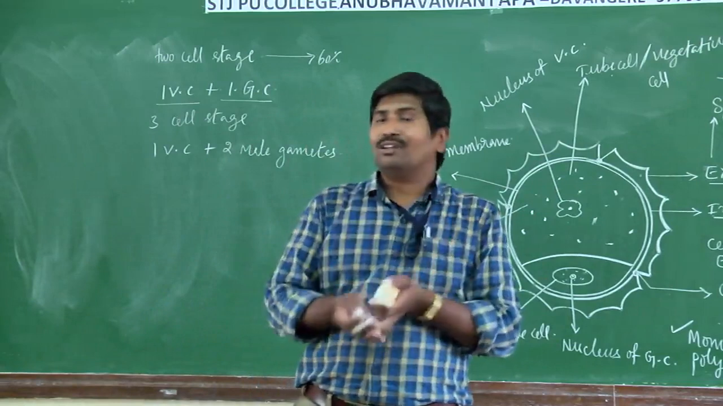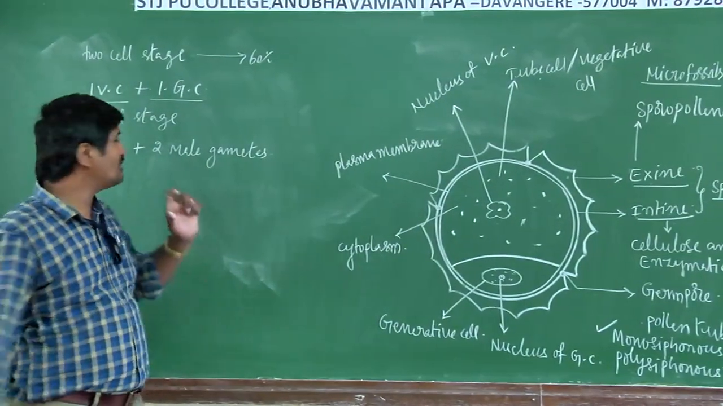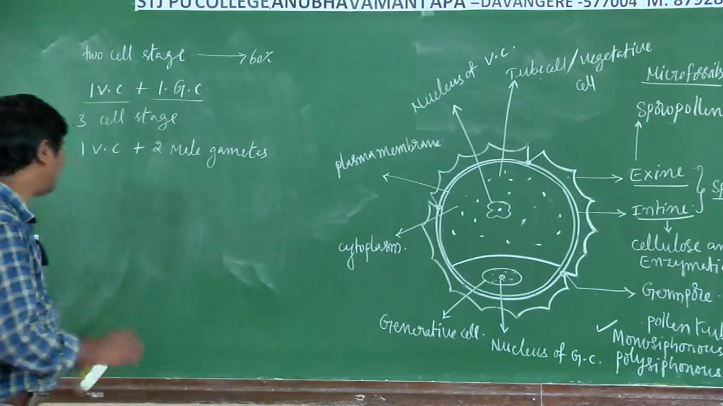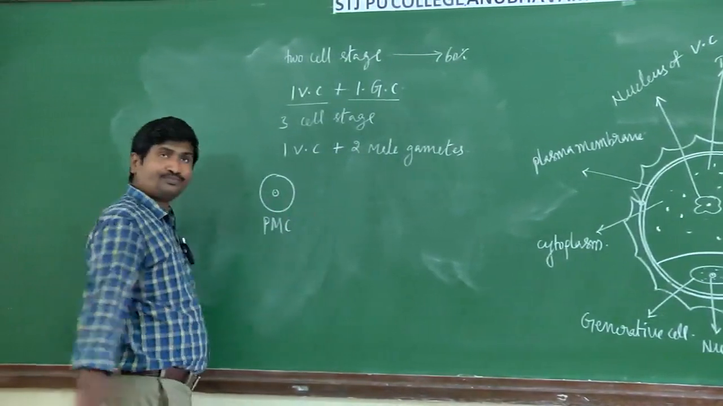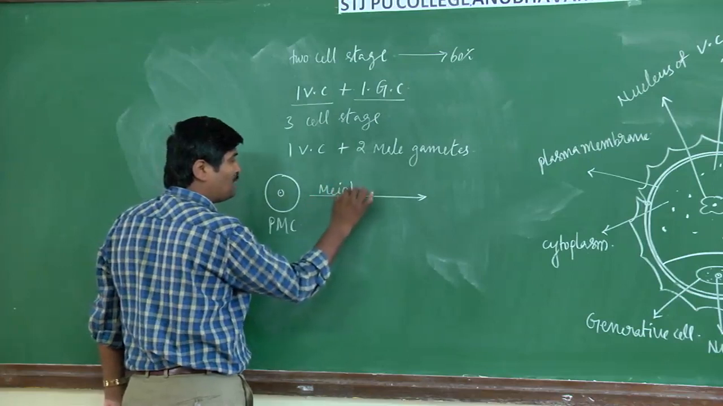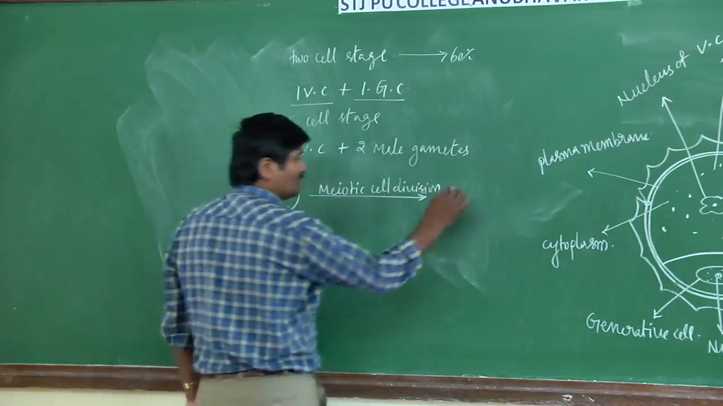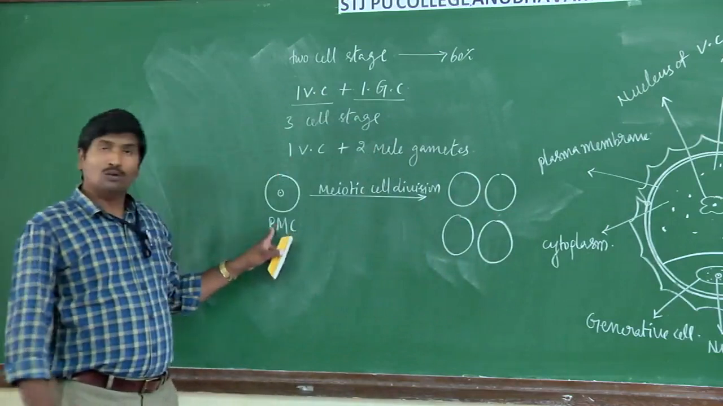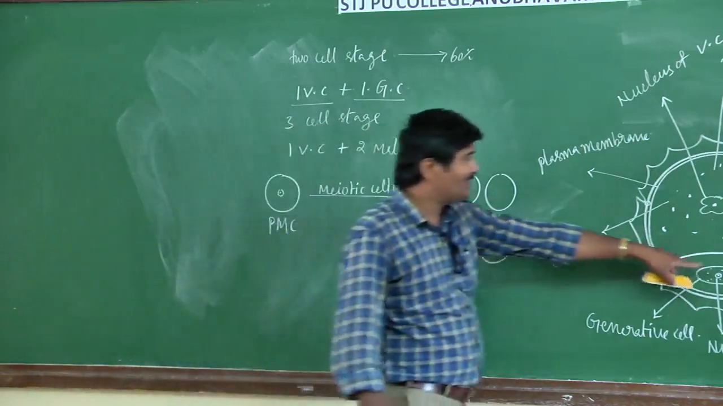Now, I am asking one simple question. How many meiotic cell divisions and how many mitotic cell divisions are needed to develop the two-cell stage of the pollen grain from a pollen mother cell? See here, this is one pollen mother cell. One pollen mother cell undergoes one meiotic cell division to form a total of four microspores, that is pollen grains.